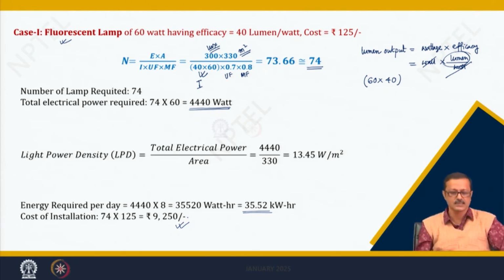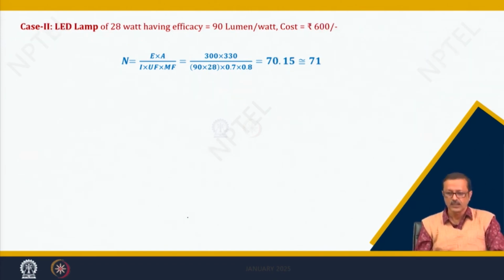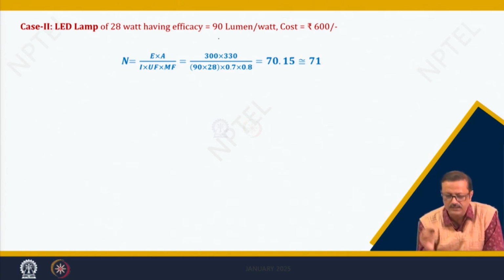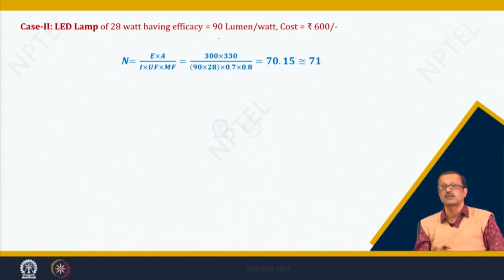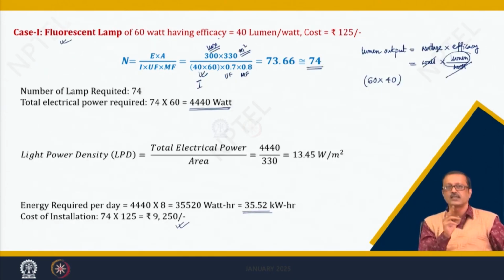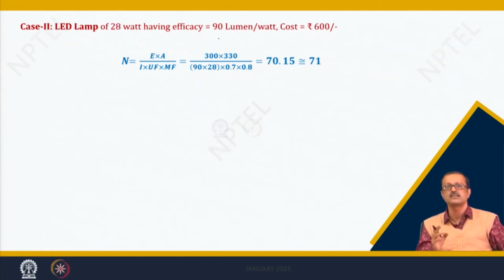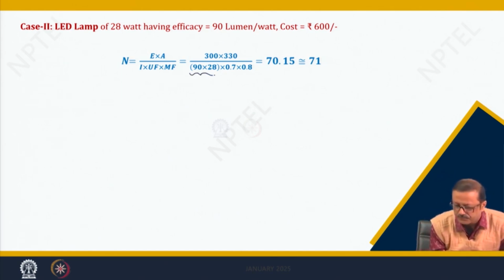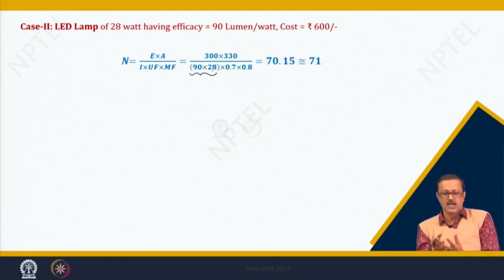Now, let us see the next case of the LED. LED has a higher lumen output, that is, the efficacy is 90 lumen per watt. 1 watt gives you 90 lumen, whereas in the earlier case 1 watt gives you 40 lumen. So, that is why LED is much more energy efficient, and I am going to use 28 watt for each lamp. So, 90 into 28 is my total lumen output.